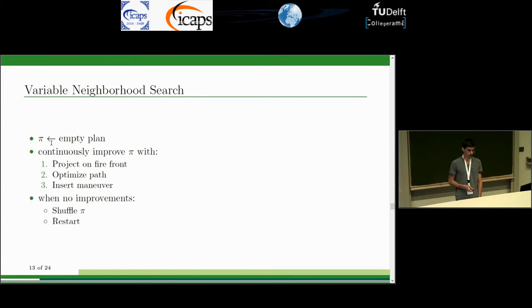And so then the way we combine these into a viable neighborhood search is quite simple. So essentially you have a sequence of neighborhoods, which in this case are the three neighborhoods we just saw: project onto fire front, optimize path, and insert maneuver. And you start from an empty plan.